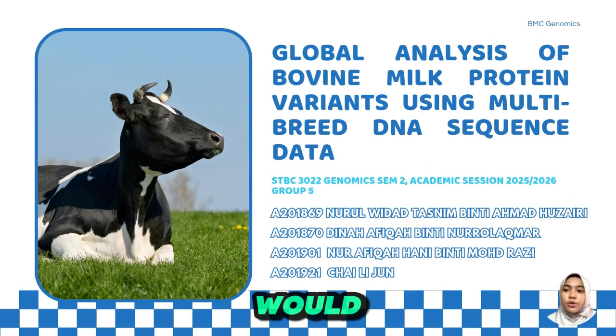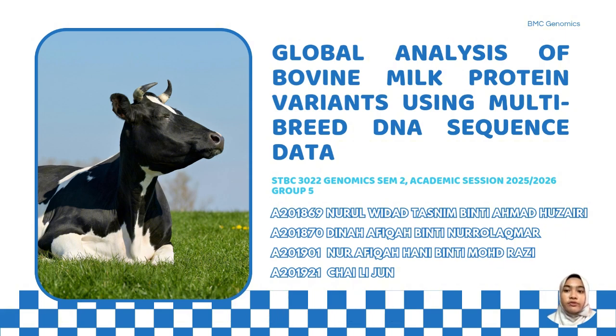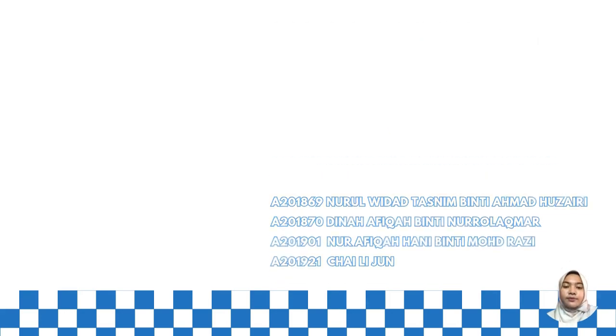Today our group would like to present a journal entitled Global Analysis of Bovine Milk Protein Variant Using Multi-Breed DNA Sequence Data. This study focuses on the genetic variation of major bovine milk proteins across multiple cattle breeds worldwide using DNA sequencing technology. So before we move into the findings of the paper, let us first understand the background of the bovine milk proteins and why this topic is important.